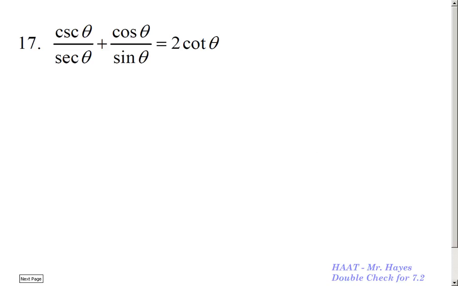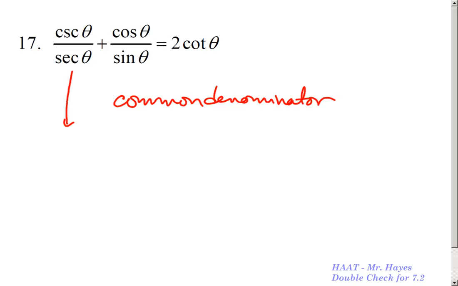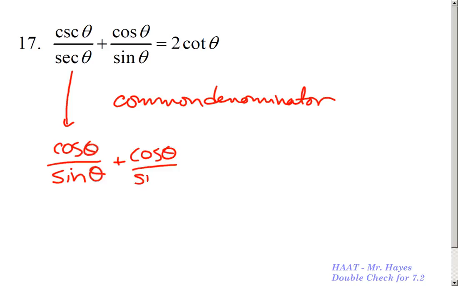This one I would probably recommend, again, you've got 2 different fractions, so think common denominator. Before I do that, I would change this to cosine theta over sine theta. Right? Then what do those simplify out into in terms of cotangent? And then you're pretty much done.